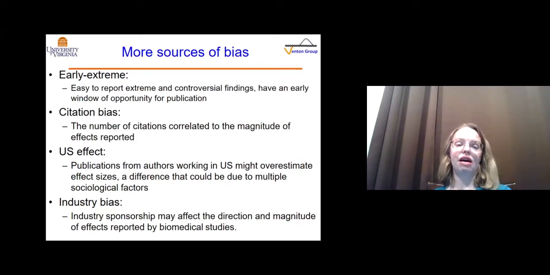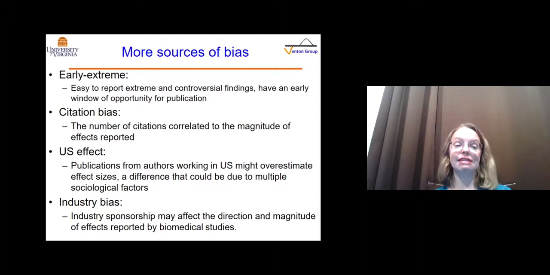The citation bias, so we tend to cite the things that have the bigger effect as if those must be the right studies, right? So if there's something that claims a small effect and something that claims a big effect, even if they're maybe claiming opposite effects, we still tend to believe the one that's bigger, even though that may not be true. And then I thought this was funny.